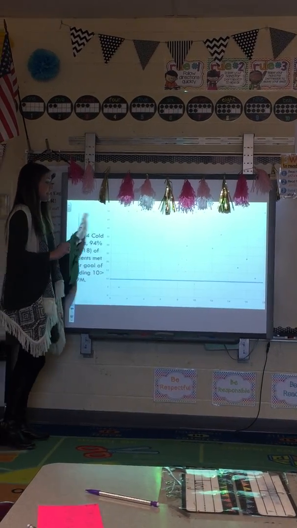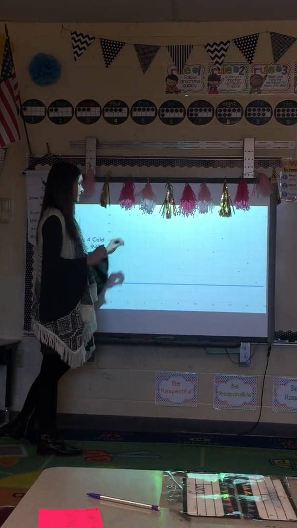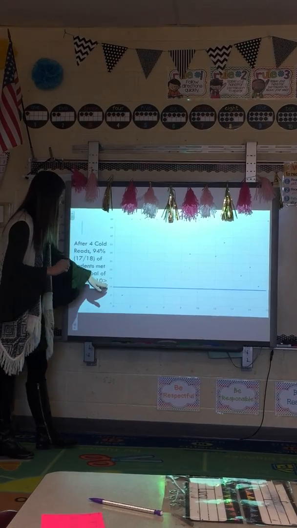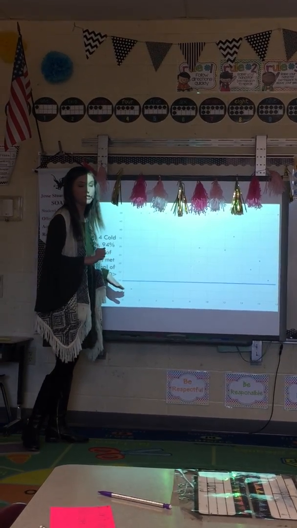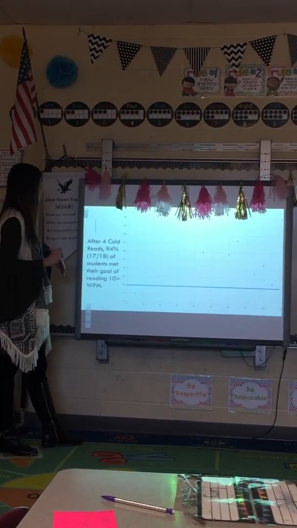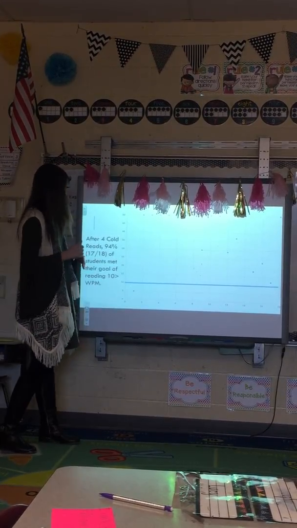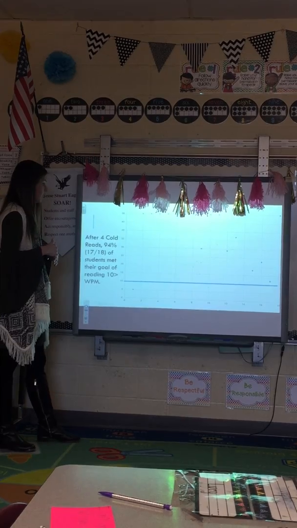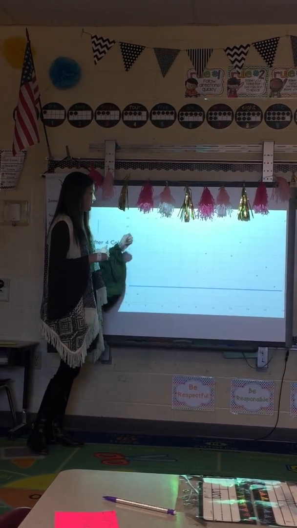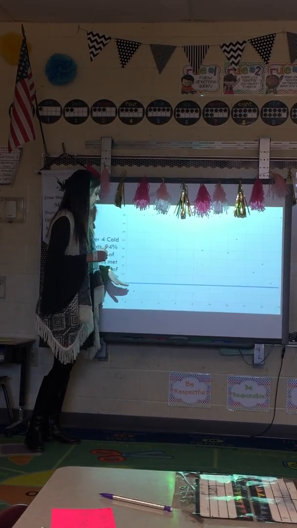I also chose to do a scatter plot graph, which shows every single individual student. So every dot you see is one of my students. The blue line shows the 10 words per minute that they should have gotten. So after 4 cold reads, 94%, which is 17 out of my 18 students, met their goal of reading 10 words per minute. So you'll see that one student did not. She was at 5 words per minute. So each dot represents a different student, and that's our goal.